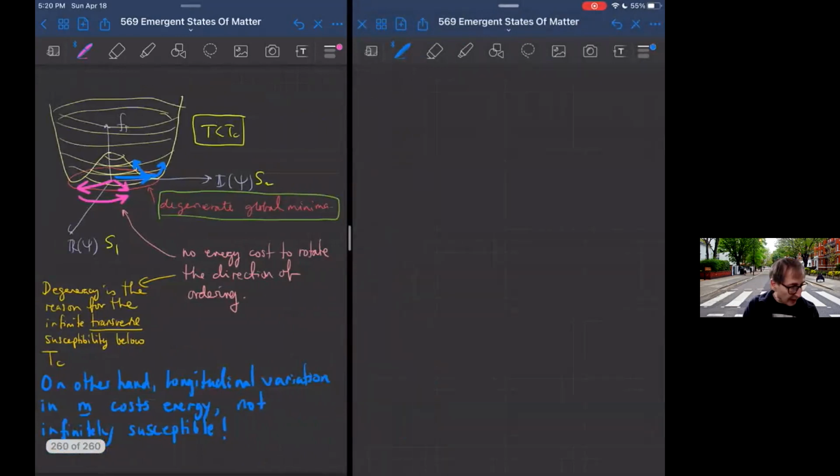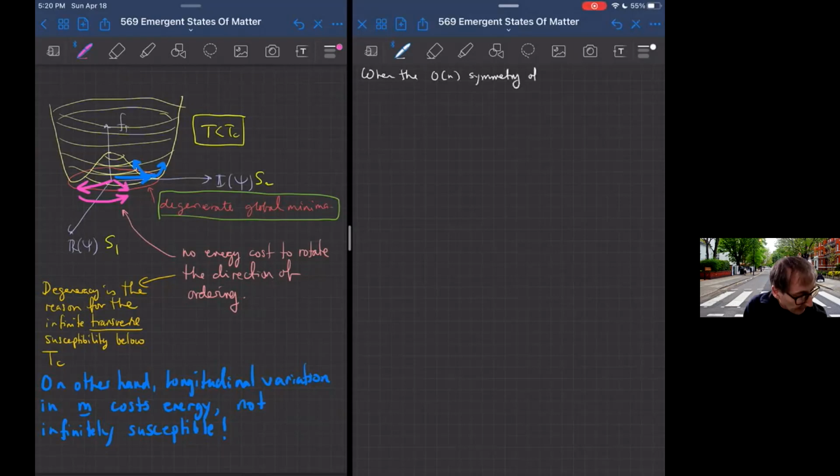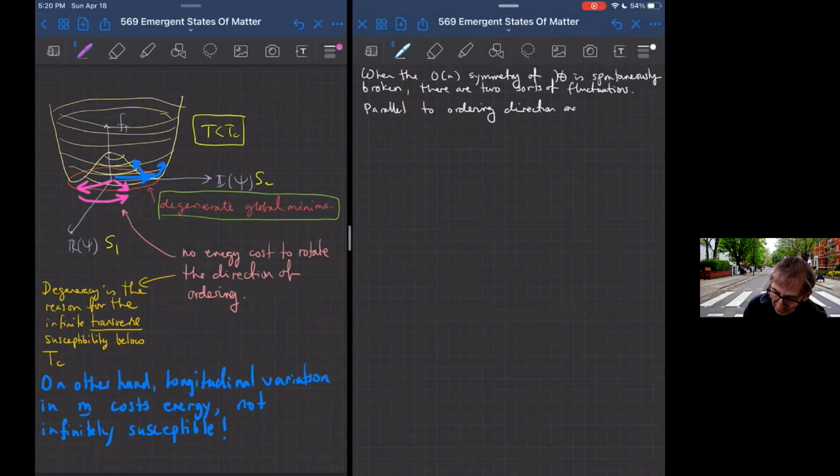So let's just summarize that. In other words, when the O(N) symmetry of the Hamiltonian is spontaneously broken, there are two classes or two sorts of fluctuations: those that are parallel to the ordering direction, and those that are perpendicular.